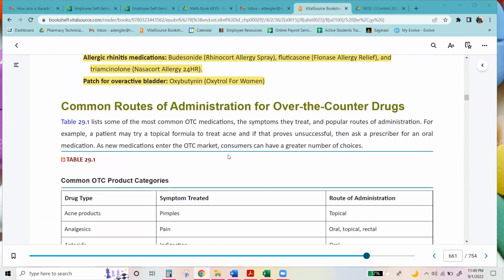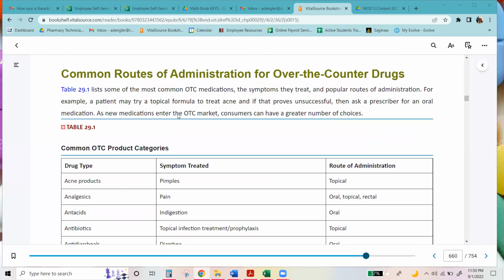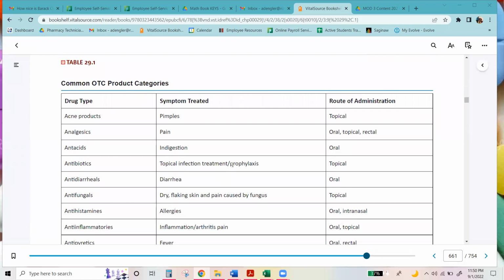This chart is common OTC drug products, the symptoms they treat, and the route of administration. For acne products, we're treating pimples. We're going to usually apply topical. There are some antibiotics, though, that are given for acne orally. Analgesics, they're for pain. We're going to have oral, topical, and rectal. Antacids for indigestion. Those are going to be oral.